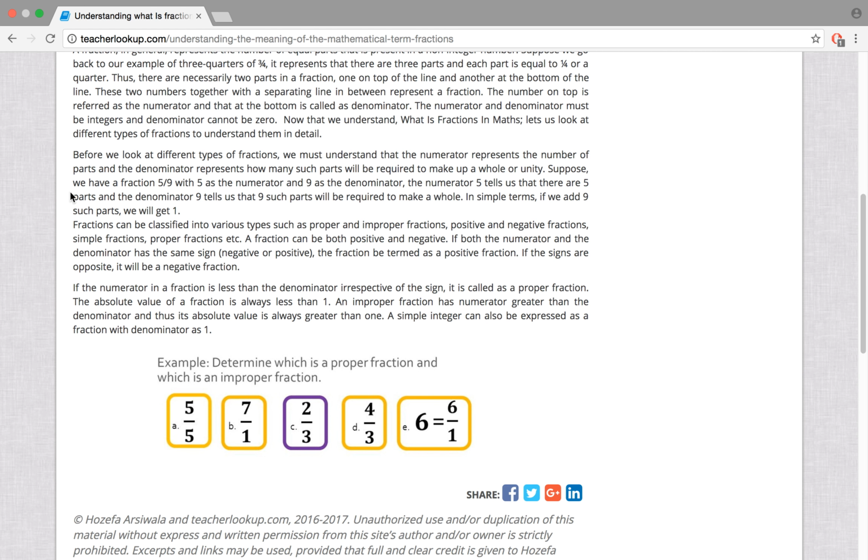Suppose we have a fraction 5 over 9, with 5 as the numerator and 9 as the denominator. The numerator 5 tells us that there are 5 parts, and the denominator tells us that 9 such parts will be required to make a whole. In simple terms, if we add 9 such parts, we will get 1.